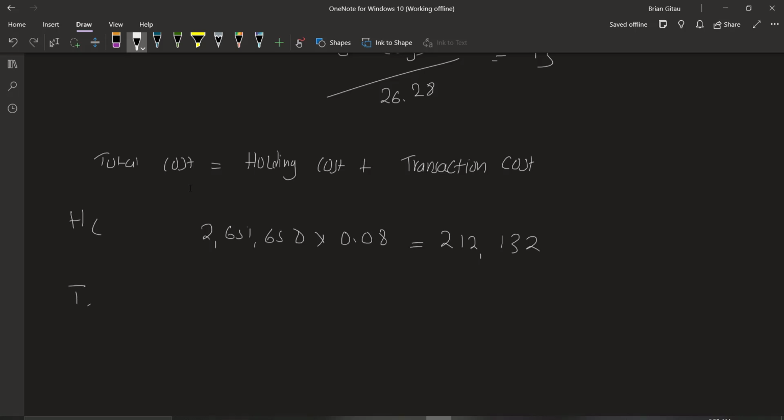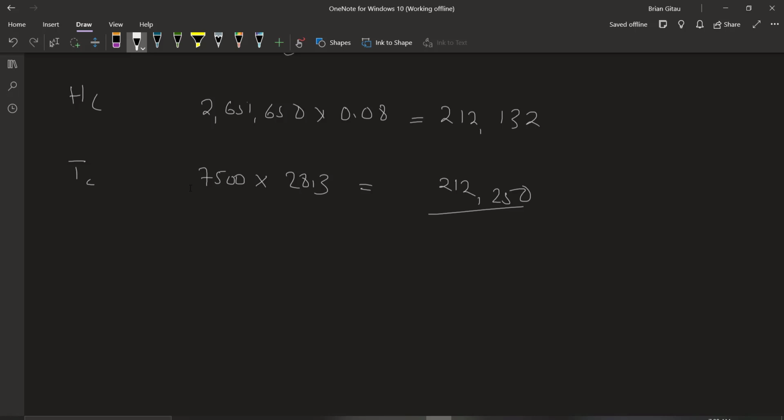So we get the transaction cost, and the transaction cost is 7,500 per transaction, and we are doing a total of 28.3 transactions. So 28.3 transactions gives us 212,250. So they are very close. So we go ahead and add the two. We get a total of 424,382, and that marks the end of it.